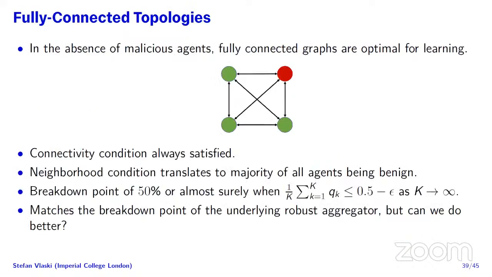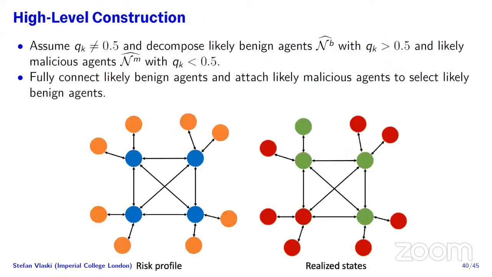Okay? So then you might say as a baseline, well, I would like to consider a fully connected graph. If I connect everyone to everyone, this essentially maximizes the flow of information, so it might be reasonable to believe that this will give me a more robust solution, right? Well, in that case, of course, because everyone's connected to everyone, the connectivity condition is always satisfied. But the breakdown point being 50% means that as long as a majority of the agents are more likely than not malicious, as soon as I make the graph large enough, the system will break down.